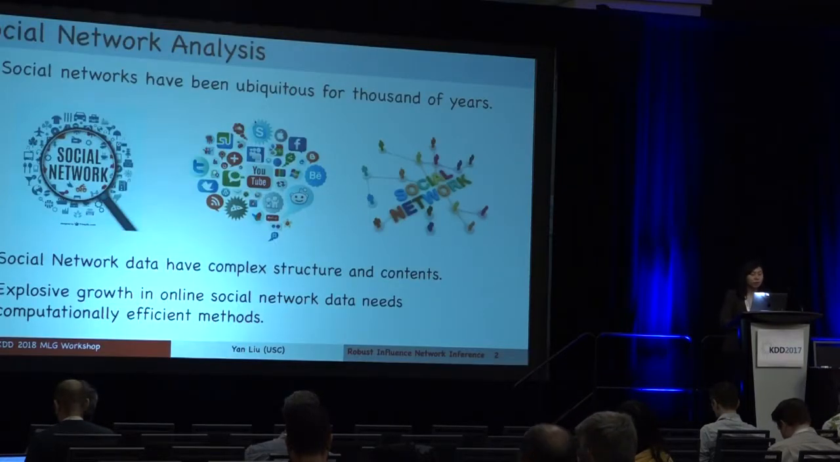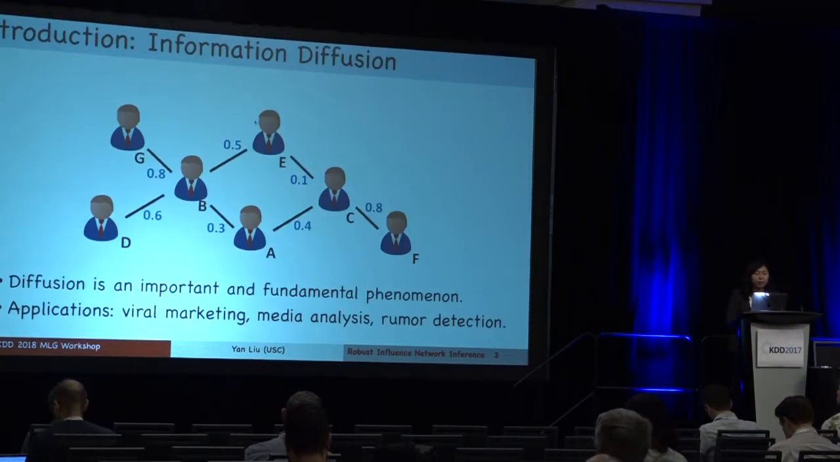Social network analysis is a major area. I know that the whole workshop and maybe the majority of the KDD conference papers are about social networks. It has been there for many years, but more recently it has become much more attractive because we get access to a large amount of data online. This gives us more tools and empowers us to develop machine learning and data mining algorithms to analyze these data. The particular problem that we're interested in is information diffusion.